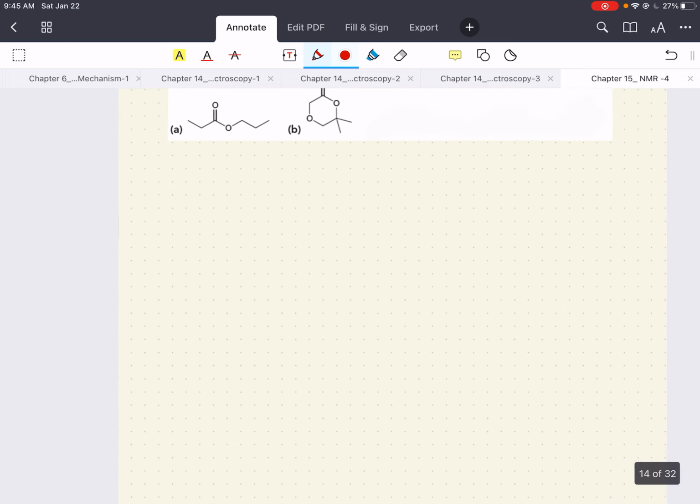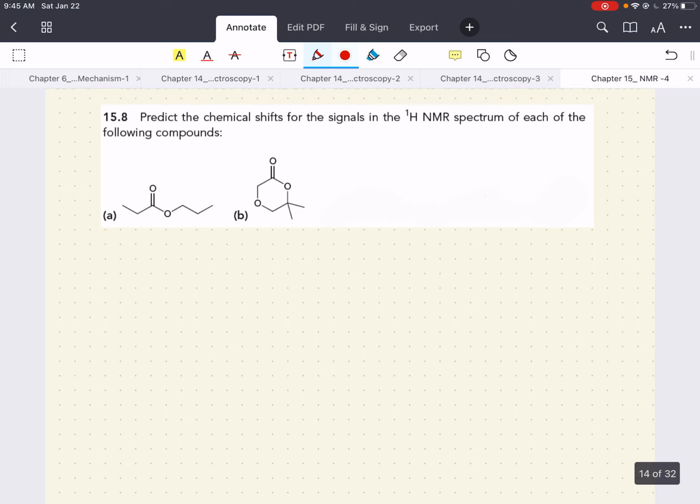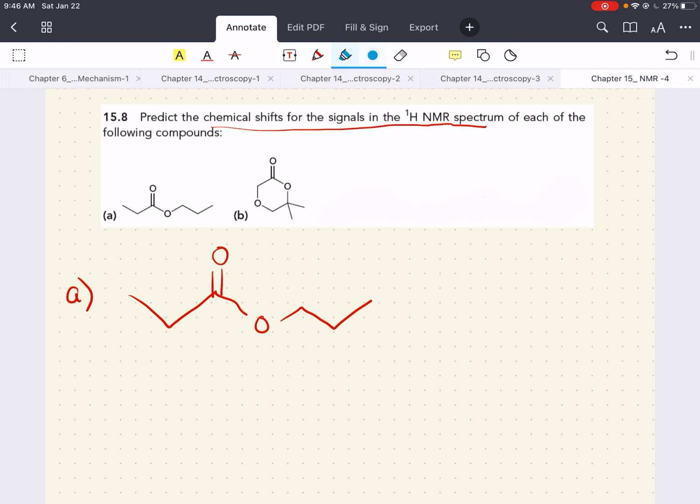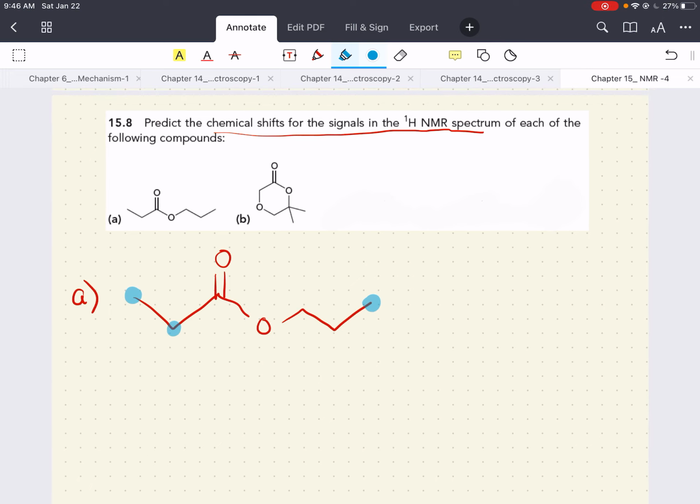What we're going to do as practice is do an example. Predict the chemical shifts for the signals in the hydrogen NMR spectrum for each of the following compounds. Fantastic. So what we're going to do first here, we're going to draw A out like so. We need to figure out, first and foremost, all the hydrogen signals we're going to see before we calculate their chemical shifts. So all of these methyl groups, we're going to see one chemical signal from them. These positions have 2 hydrogens.